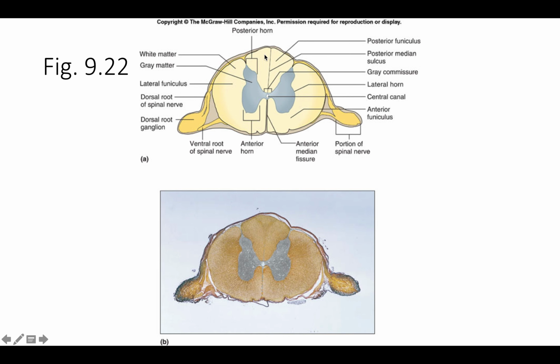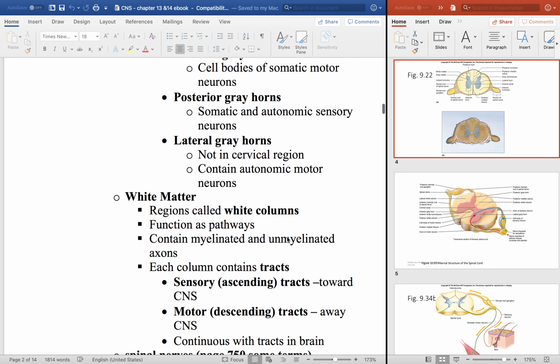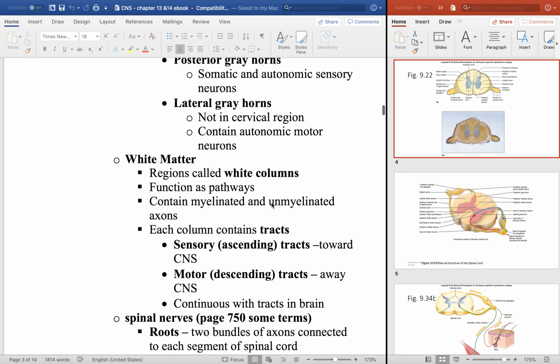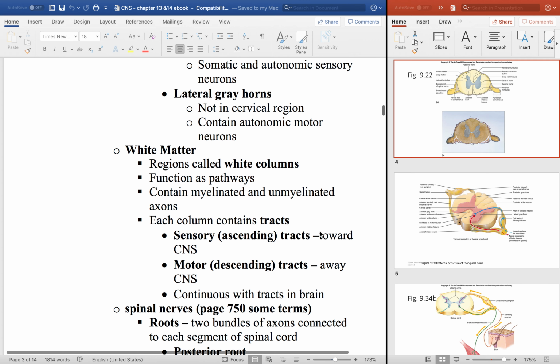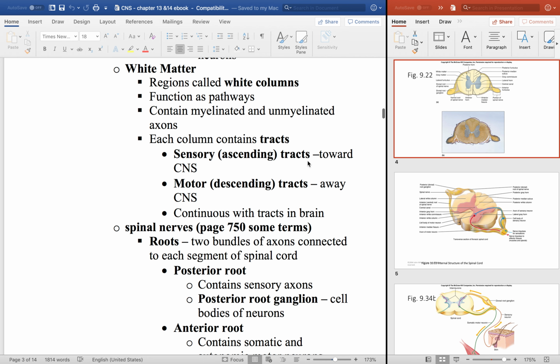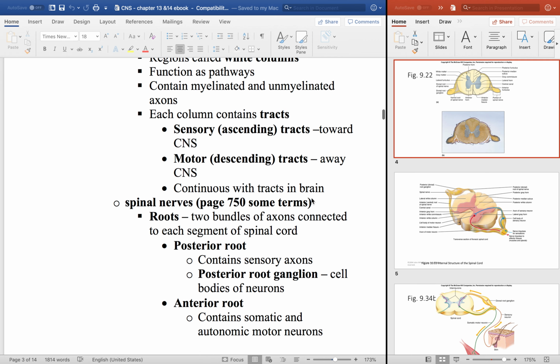If you look right here, this is the white matter, and these are the tracts. That's what we're going to talk about next. If you look here, they're called the white columns. They are the pathways going up and down. So sensory goes up the ascending tract toward the CNS if it has to be processed by the brain. After processing, it moves down descending tracts of that white matter of the spinal cord, and it's continuous with the tracts of the brain themselves.